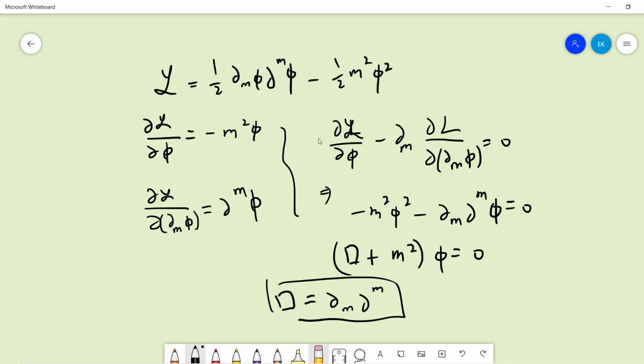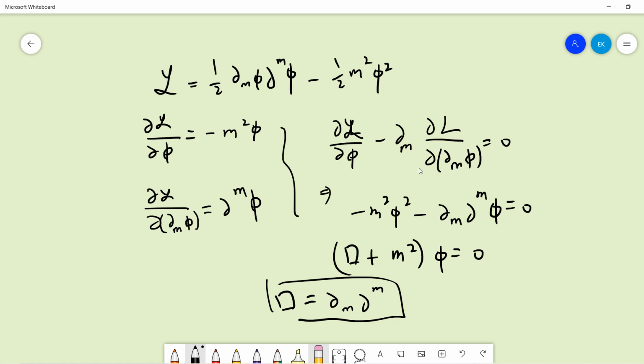So to check that this Lagrangian actually produces the standard Klein-Gordon equation, let's go. Our Lagrangian is defined to be one half ∂_μ φ ∂^μ φ minus one half m² φ². So the derivative of the Lagrangian with respect to φ will give you minus m² φ, and then with respect to ∂_μ φ, this will give you the upper index ∂^μ φ, right?